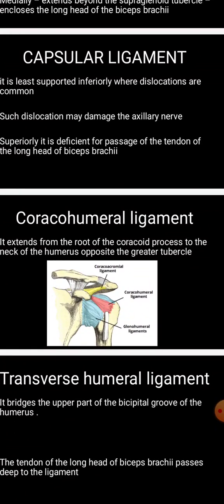Now the second ligament is the coracohumeral ligament. Please understand this: whenever a name comes, try to get some answers from it. Here I can divide this ligament's name into two parts, coraco and humeral. That means the coracoid process and the humerus. It extends between the coracoid process and the humerus bone. It extends from the root of the coracoid process of the scapula to the neck of the humerus, which lies opposite to the greater tubercle.